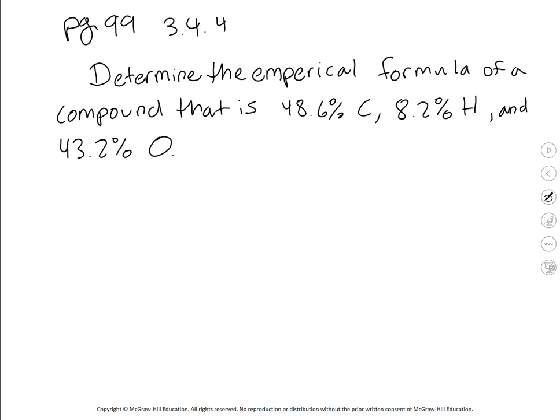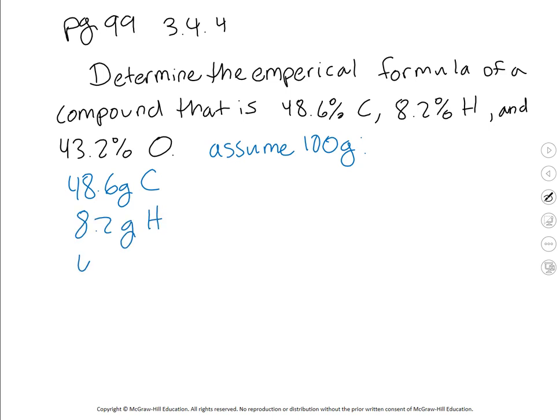So what's the first step? Good. Convert percentages to grams, assuming a sample size. So we're going to assume 100 grams again to make our math easy. We have 48.6 grams of carbon, 8.2 grams of hydrogen, and 43.2 grams of oxygen. What's our second step? Convert grams to moles. Good. And you go from grams to moles by dividing by molar mass.